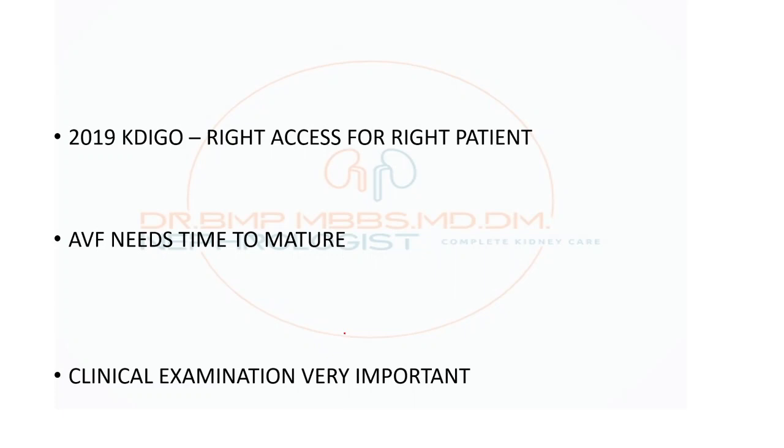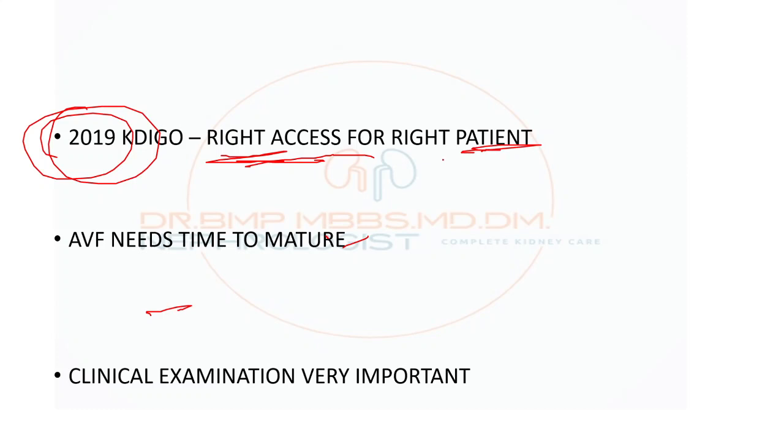And in the last few paragraphs regarding the practical points or approach, whatever heading they have given, what they have mentioned is, as per the 2019 KDIGO guidelines, the concept is right access for the right patient. Suppose a patient is having congestive cardiac failure, we can't select AV fistula because there is a risk of failure, we have to go for catheter. Whenever there is a central venous stenosis, we can't go for an upper arm fistula, then we have to prefer a permacath in the lower limb. So the access has to be tailored according to the patient condition.